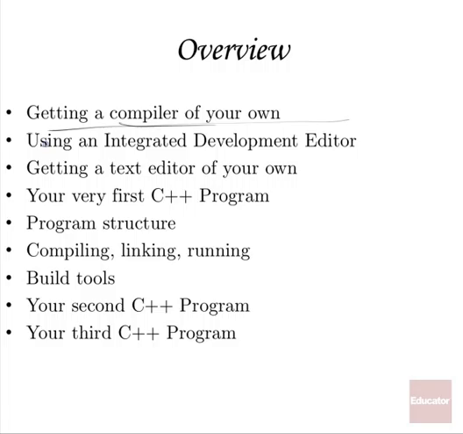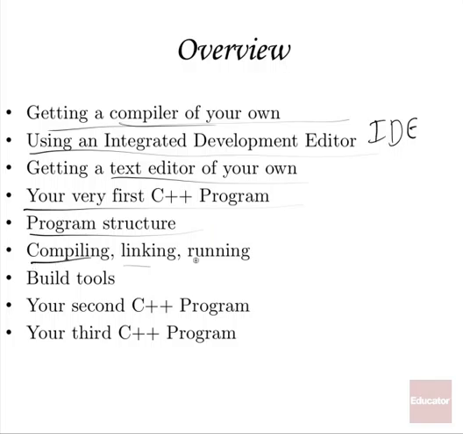You have to get a compiler, get an integrated development environment, called an IDE. I highly recommend that over some other editor. Or you can get a text editor. Sometimes it's good to have a text editor. You can edit things outside of the IDE. And we'll write a C++ program. We'll talk about program structure, a brief introduction to that. We'll talk about compiling, linking, and running your code. Some build tools, basically make and whatever else is out there. Then we'll have your second C++ program, your third C++ program, and we'll get started right now.